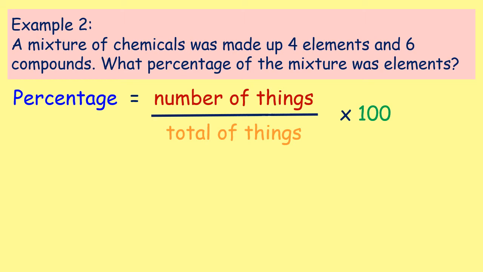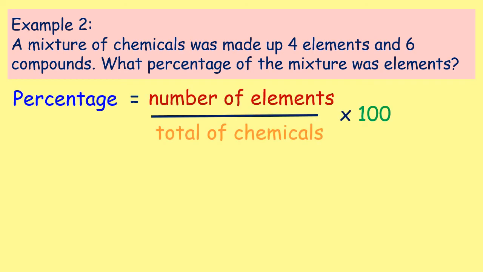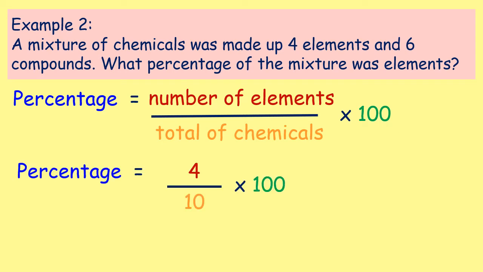So in our question, we were asked, what is the percentage of the mixture that was elements? So our number of things is our number of elements, and our total of things is the total number of chemicals we had. So we know, reading the question, we had 4 elements, and the total number of chemicals was the 4 elements plus the 6 compounds. So there were 10 chemicals in total, and 4 of them were elements.